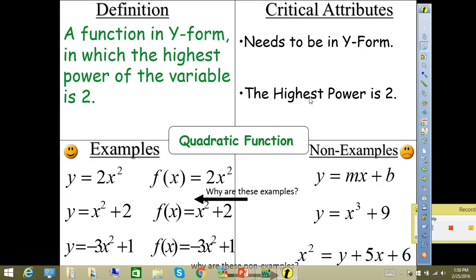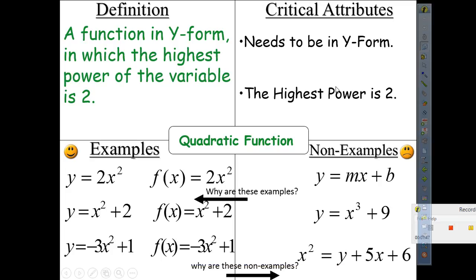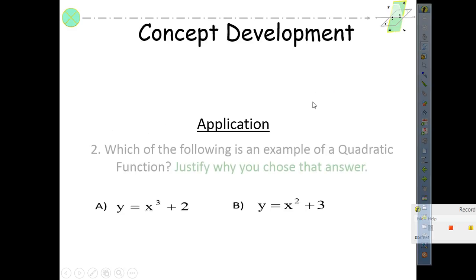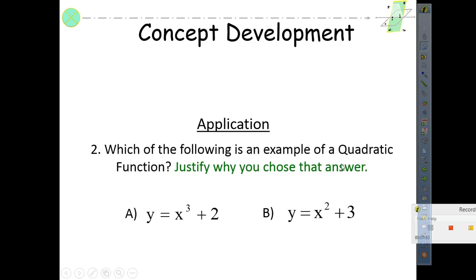Steps, write these steps down, please. Actually, before I move on, look up. It says, which of the following is an example of quadratic function? Tell your neighbor which one of these is a quadratic function. Very good. Nice way to tell your neighbor. It's B. You got it right.